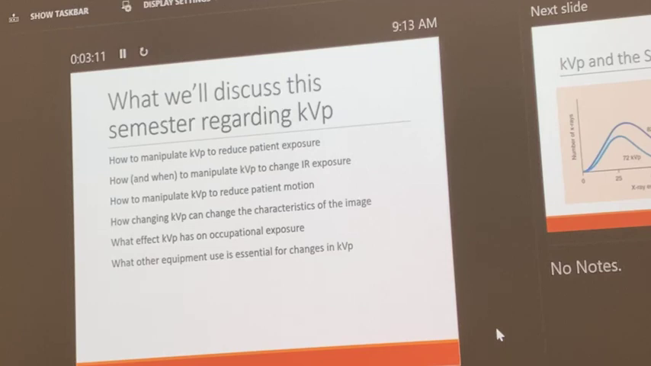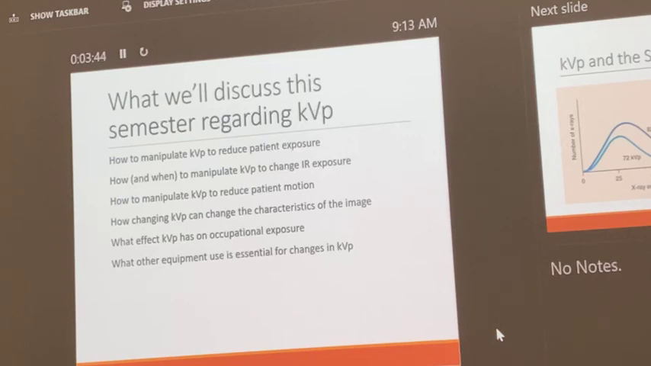So we'll also talk about how to manipulate kVp to reduce patient exposure. We kind of ran through that a second ago. How to manipulate kVp to change image receptor exposure, which is not always the same. You can do a lot of things to change or maintain image receptor exposure that might increase or decrease patient exposure. So they're not always the same thing. How to manipulate kVp to reduce patient motion, and we'll kind of walk through that a moment ago.